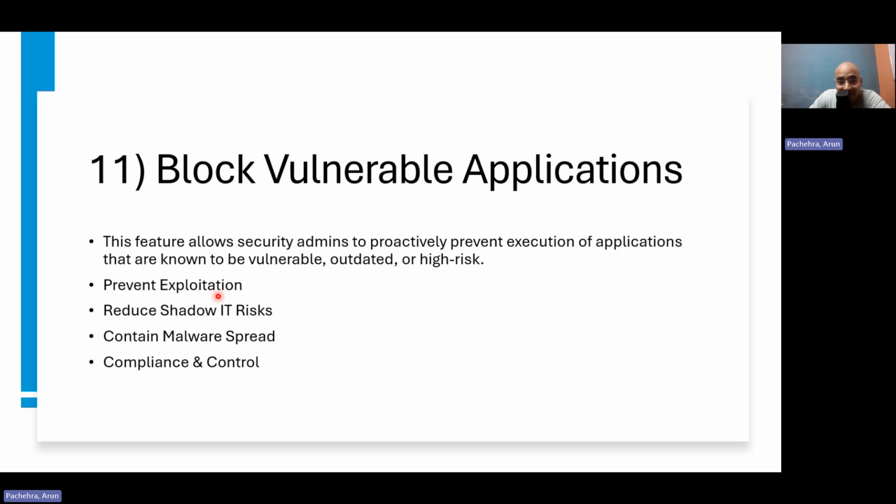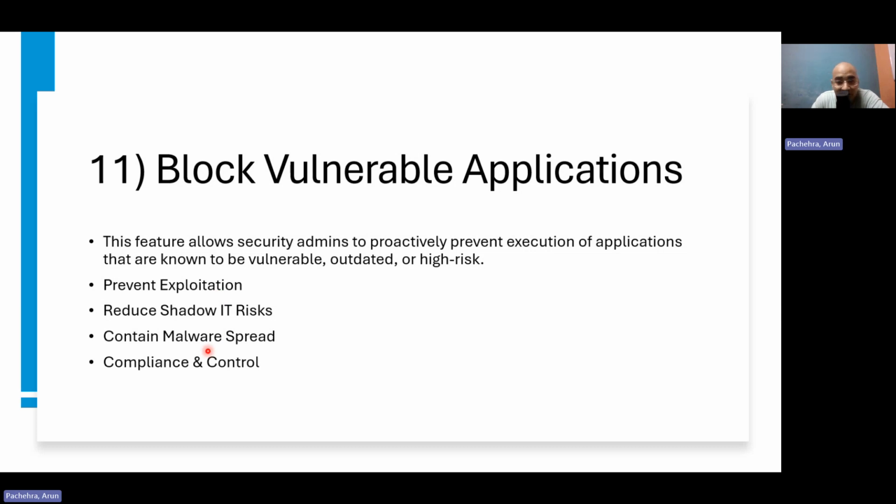Prevent exploitation. Many attackers exploit unpatched applications like Adobe or Java in old browsers. Blocking these at execution prevents attackers from gaining an entry point. So, vulnerable applications: block, block, block. Reduce shadow IT risk. Employees sometimes install unauthorized or outdated software. We all know that, but DVM enforces a safe application baseline by blocking insecure applications. Bye bye.